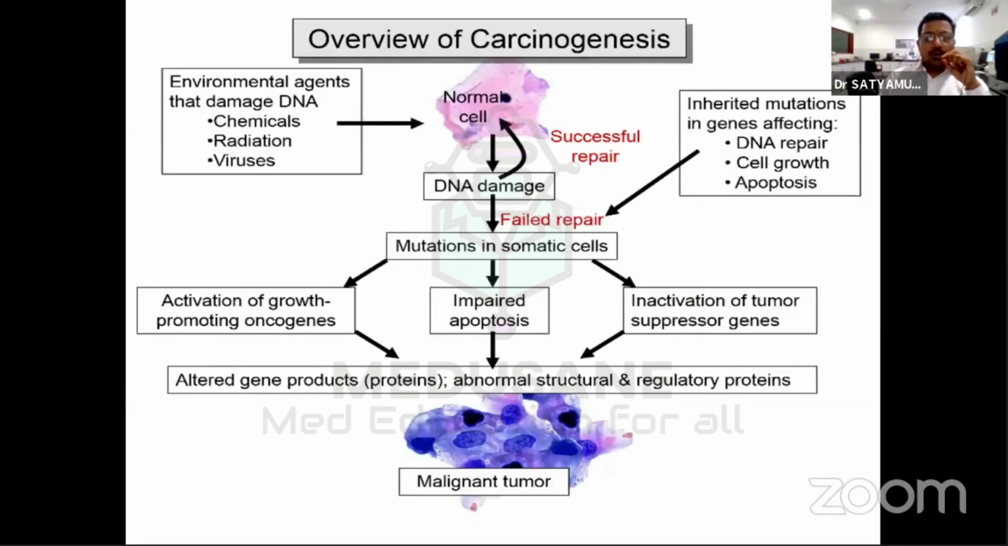And now coming to carcinogenesis, an overview of how it is happening. Like what we have discussed, the carcinogens will stimulate a normal cell and cause DNA damage. If it is successfully repaired, it goes back to a normal cell. If it is not repaired properly, there are mutations in somatic cells, and these mutations activate proto-oncogenes. There is impaired apoptosis, inactivation of tumor suppressor genes, and finally abnormal gene products or regulatory proteins. Finally you land up in a malignant tumor.